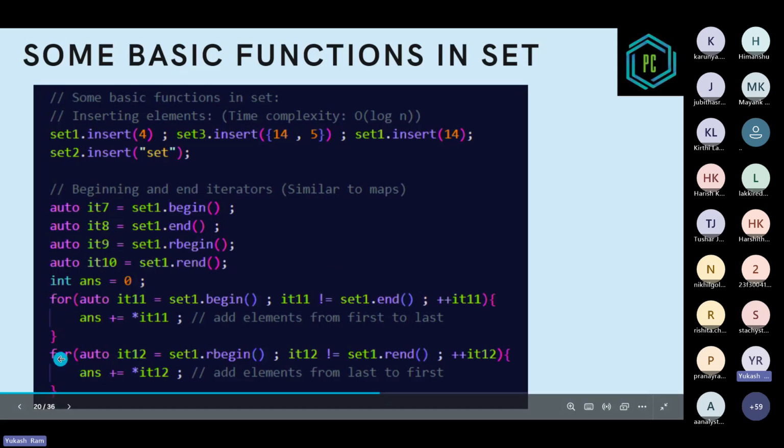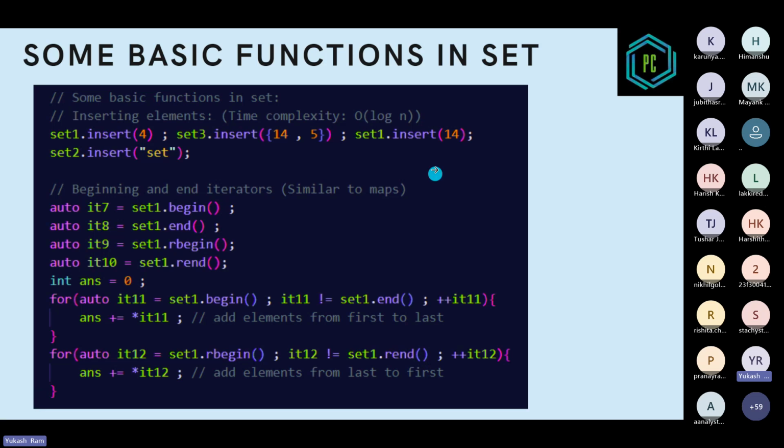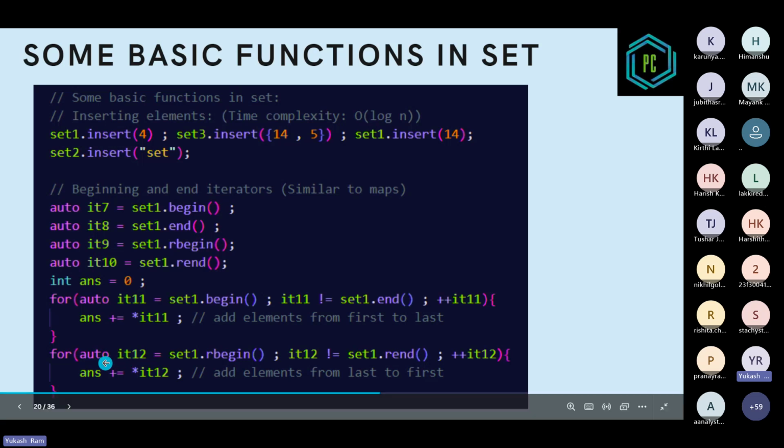If you do this, then you will be adding the elements from small elements to large elements. But in the second for loop, you see I start from rbegin and we go till rend, and we increment the iterator, which means we start from the last element, the largest element, and increment in the reverse direction. So we add the elements in the reverse way. These are two ways in which you can iterate through the set.